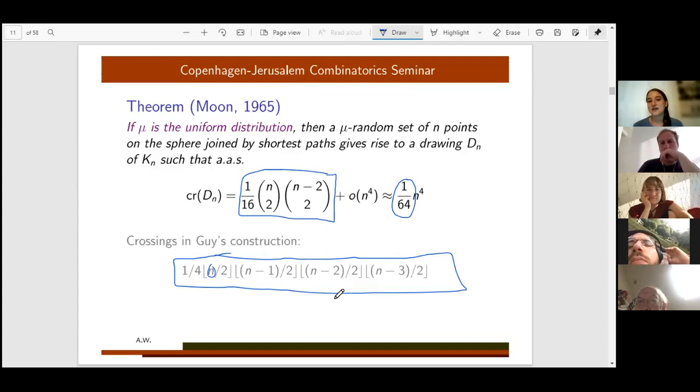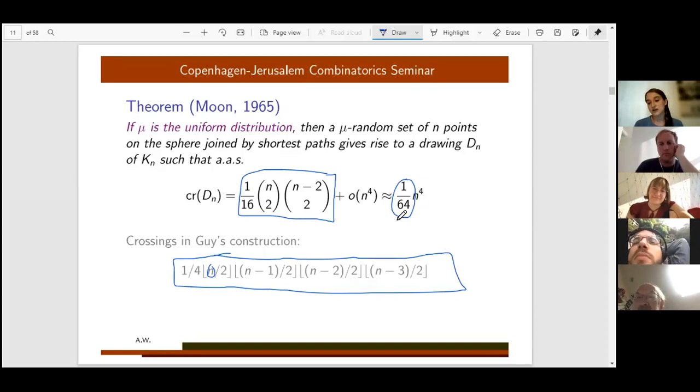The reason is mainly that when we have straight line drawings or geometric drawings in the plane, then however we draw them, we can never achieve this 1/64 bound. It's always going to be bigger.